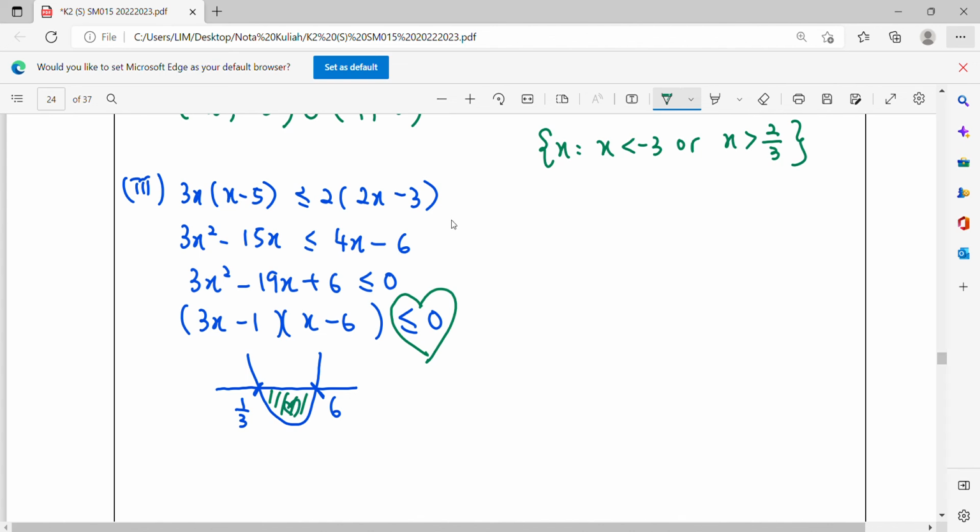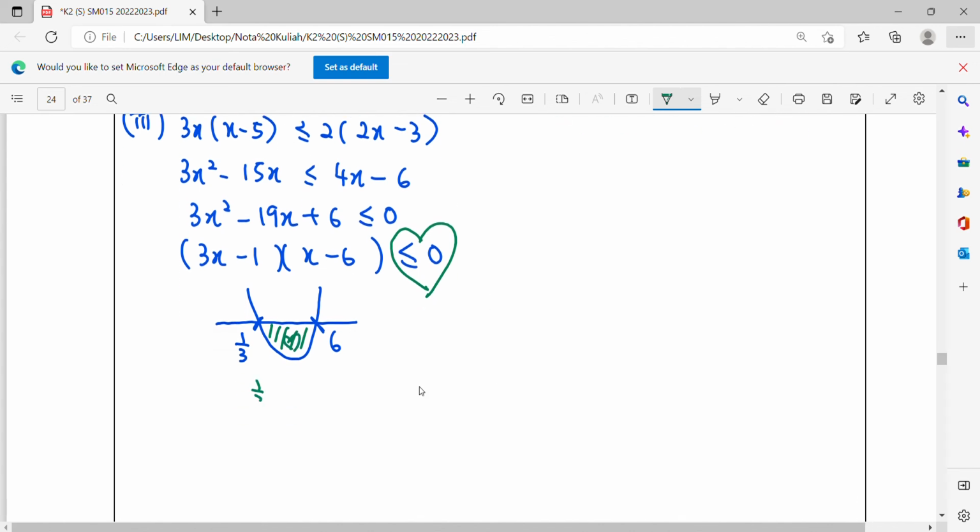So how to write this answer? 1 over 3 is less than or equal to x, and x is less than or equal to 6. Got equal. Why? Because we follow the question, we cannot see an empty circle or filled circle, we just see the roots only. So whether there is equal or not, we see here. So this one we put in set notation or interval form, 1 over 3, close bracket, 6, close bracket, because we have equal here.